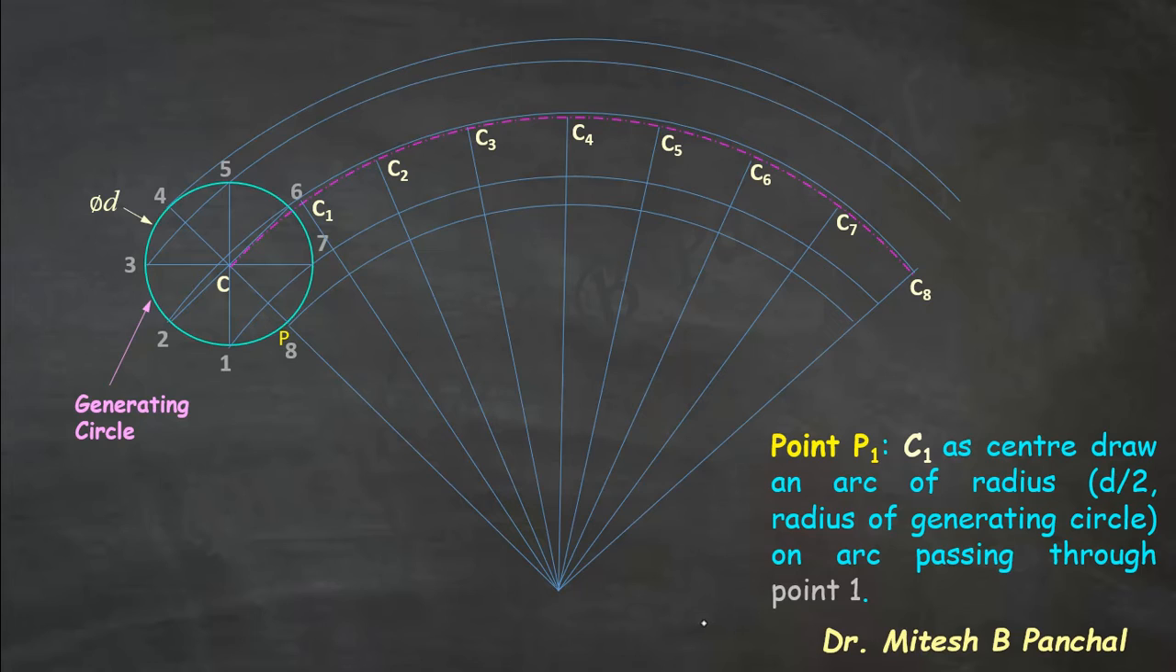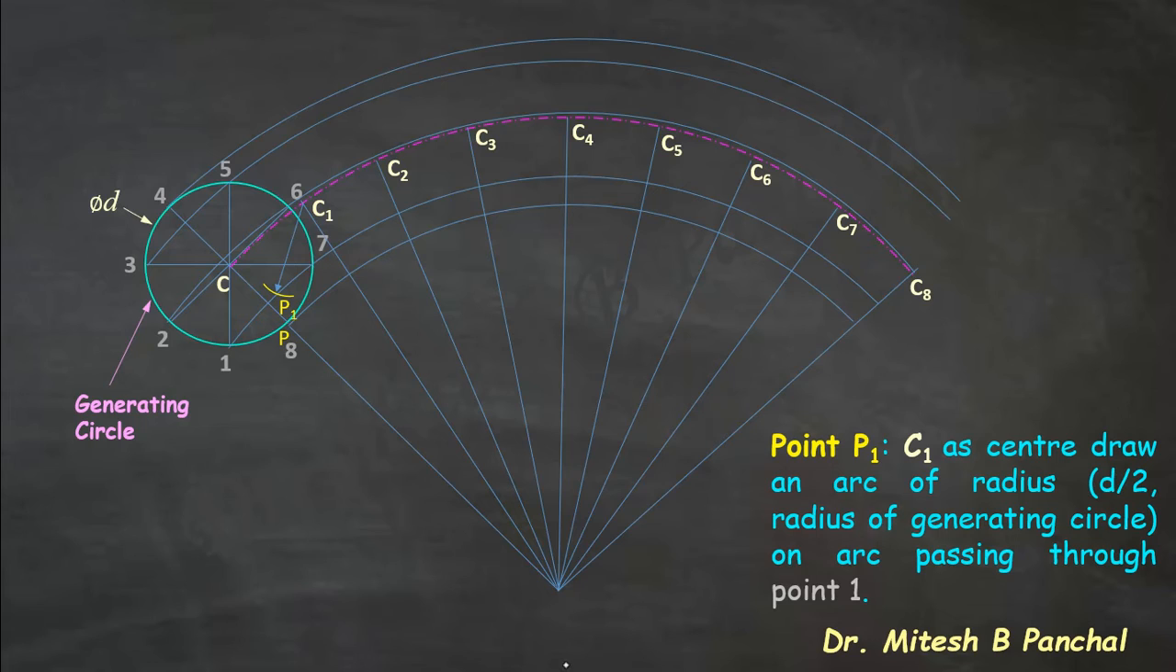The new position of point P1 can be obtained by considering C1 as a center and drawing an arc of radius equal to the radius of the generating circle, that is nothing but d by 2, on the arc passing through point 1. So that will be the new position of point P when the circle is at center C1.